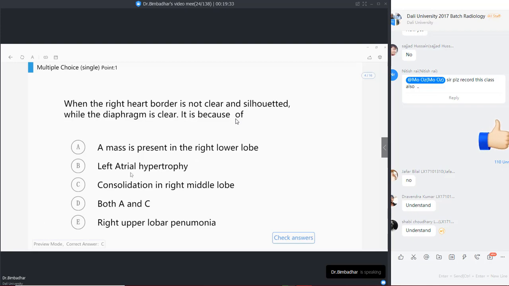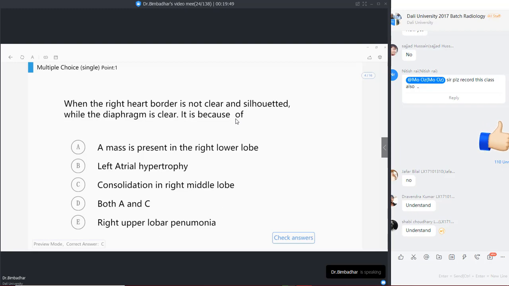A mass present in the right lower lobe can also behave like that one. But complete obscuration has to happen to apply the silhouette sign. So the answer will be C, consolidation in the right middle lobe.